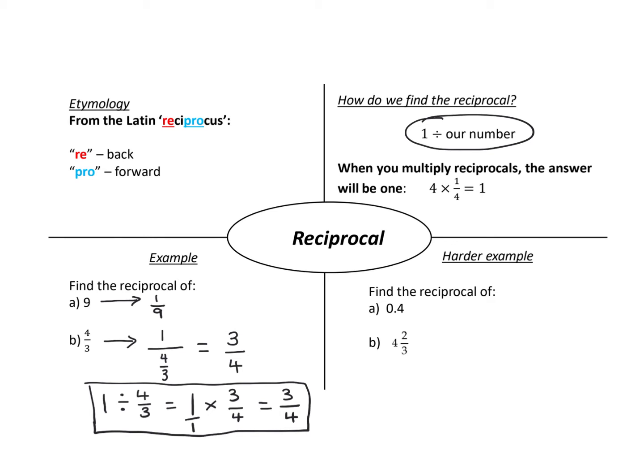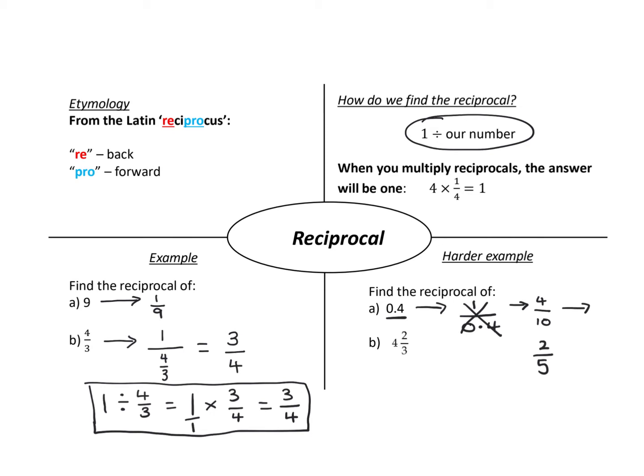Some harder examples are over here on the bottom right. The reciprocal of 0.4, again, it's 1 divided by our number. Am I going to leave it looking like that? No, because we don't leave decimals in fractions. What I'm actually going to do here is go back to this number 0.4 and write it as a fraction. Now I can do that as 4/10 or as 2/5. They're both 0.4.